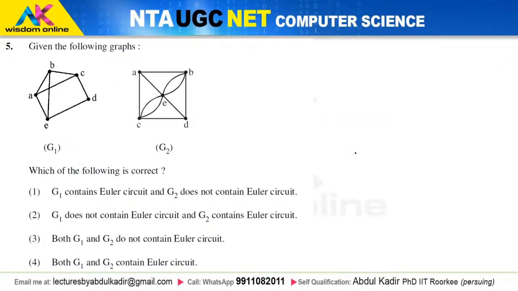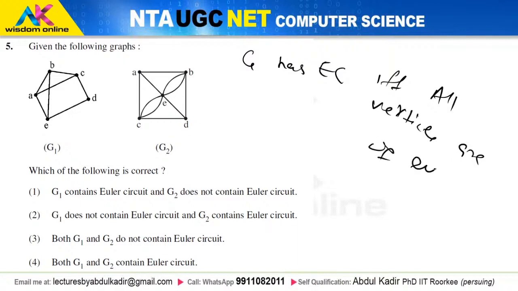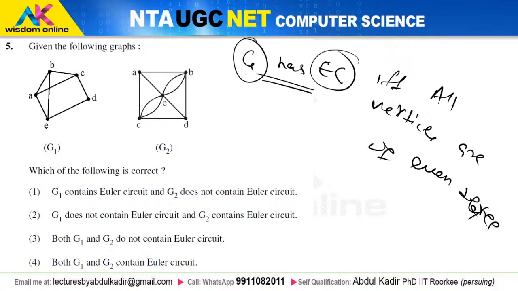Now let's see this question. Euler circuit. We have already seen this theorem: a connected graph G has an Euler circuit if and only if all vertices are of even degree. Right? This we have already seen. A connected graph has an Euler circuit if and only if all vertices are of even degree.